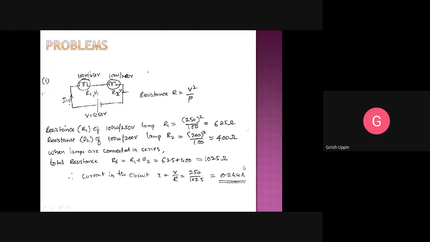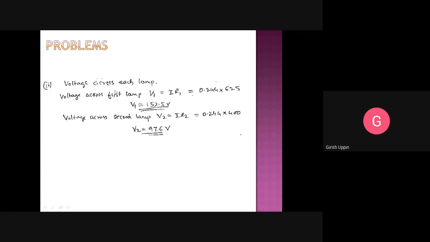Now once we know the current, the same current will flow through both the lamps. So how to find the voltage across each lamp? That is V1 and V2. V1 is equal to I into R1. V2 is equal to I into R2. That is the voltage across the second one.